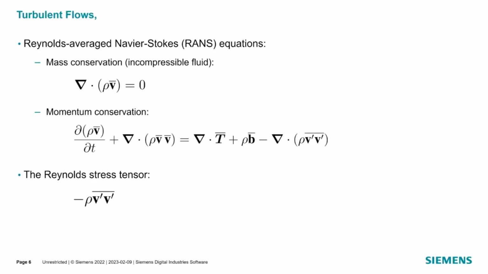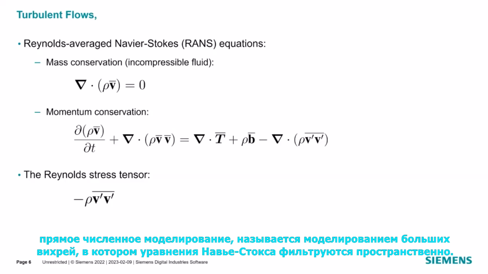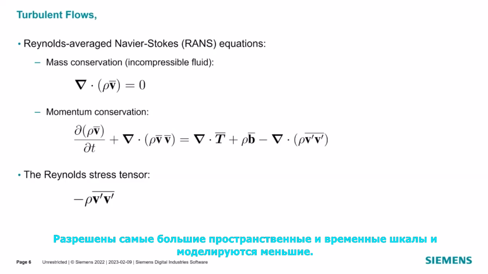Another approach between Reynolds averaged Navier-Stokes equations and direct numerical simulation is called large eddy simulation, in which the Navier-Stokes equations are spatially filtered. The larger spatial and temporal scales are resolved, and the smaller scales are modeled.